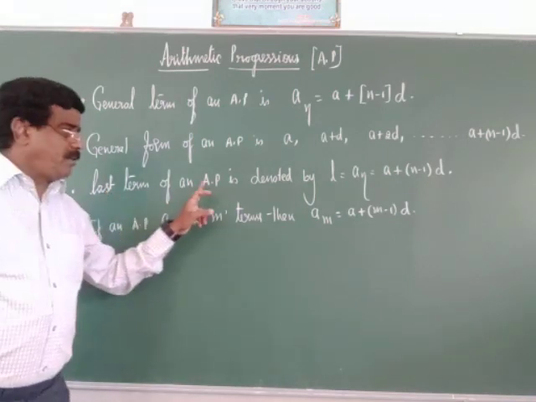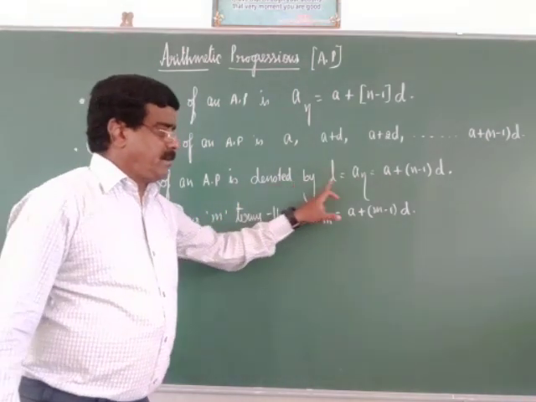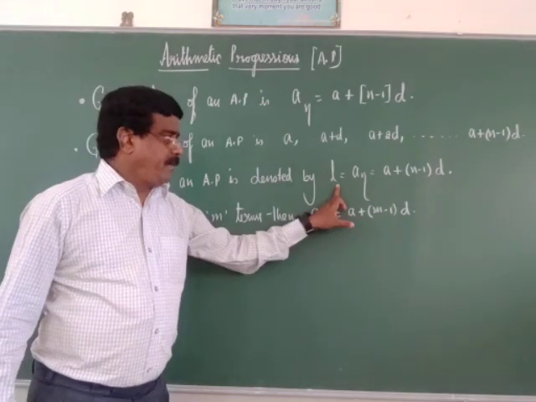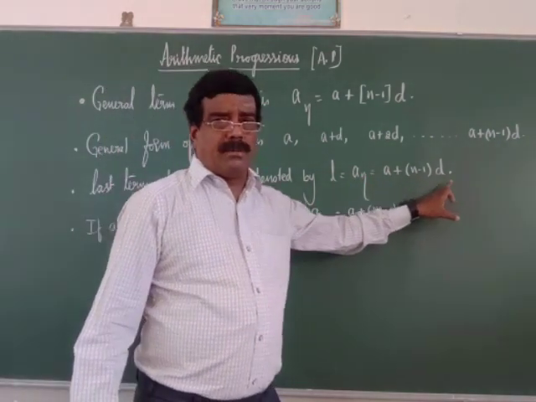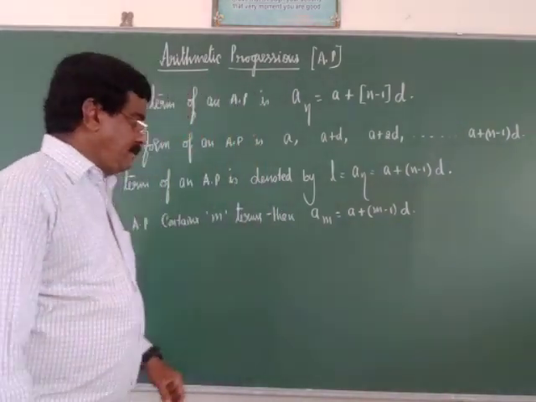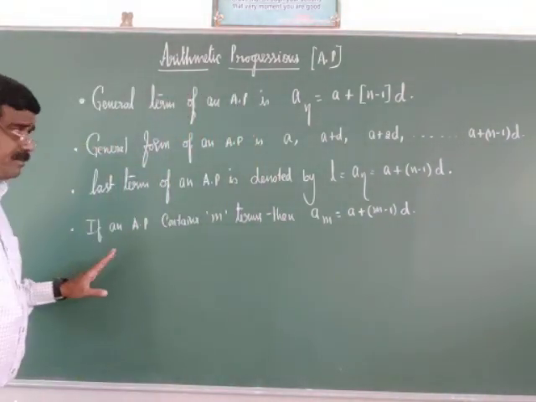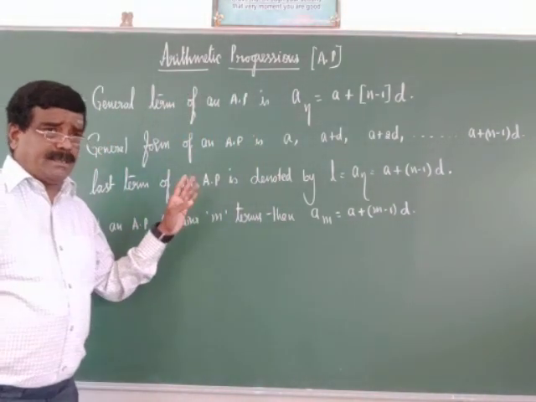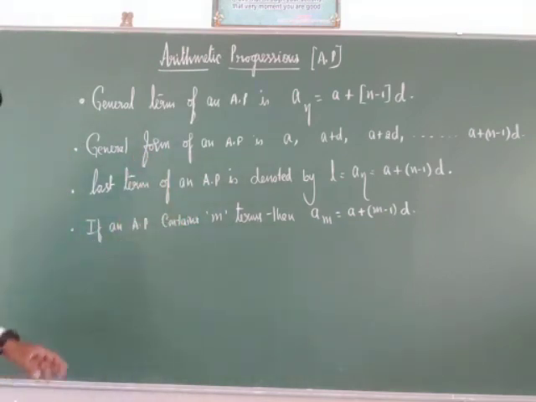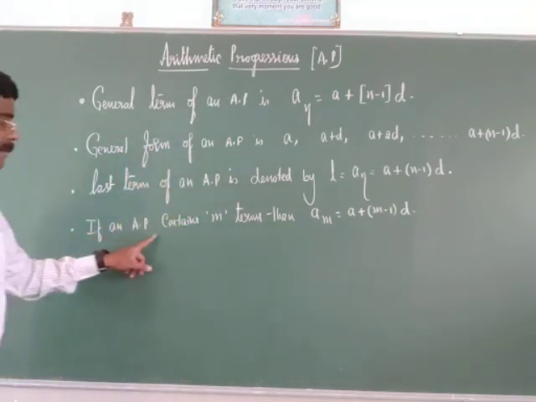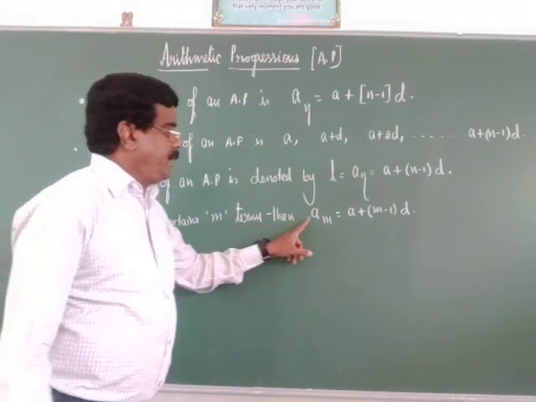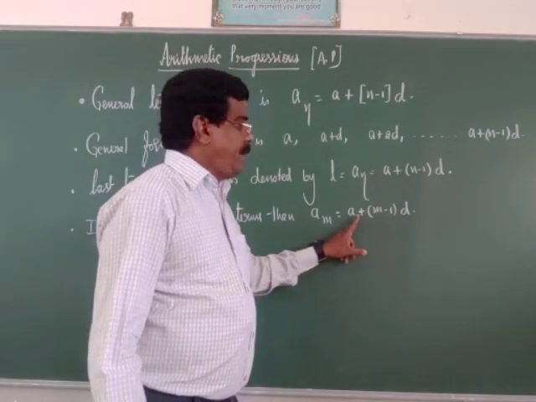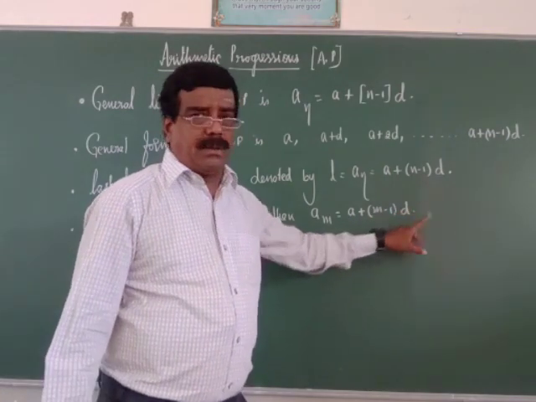The last term of an AP is denoted by l. l means last term, which is again nothing but the nth term an, which is equal to a plus n minus 1 into d. Now, if n terms is there, a plus n minus 1 into d. Instead of n terms, if an AP contains m terms, then am is equal to a plus m minus 1 into d.